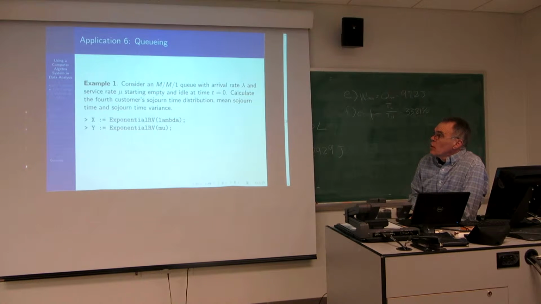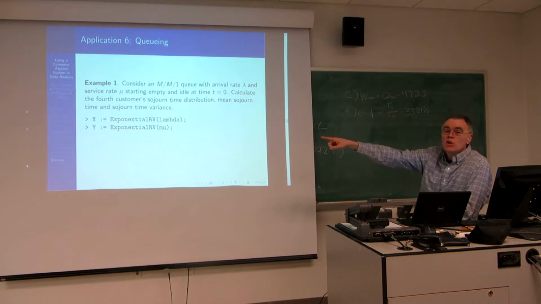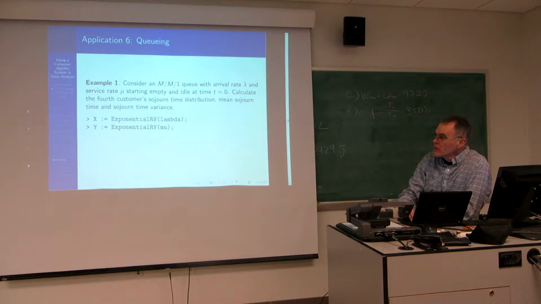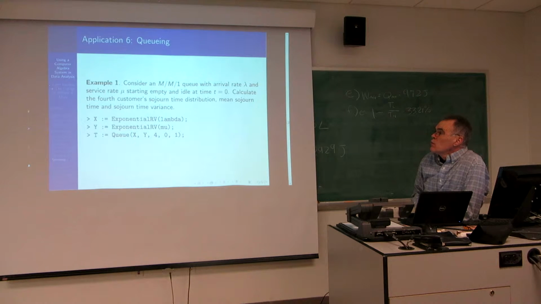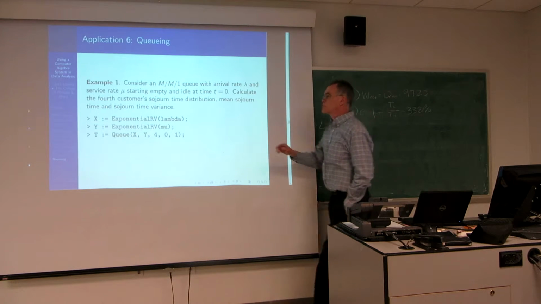Y is an exponential random variable with a parameter mu. Those came right off of the chalkboard. Then Billy wrote this routine called Q, and here are its parameters.